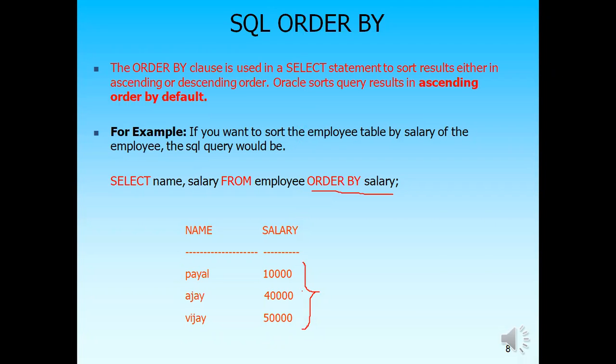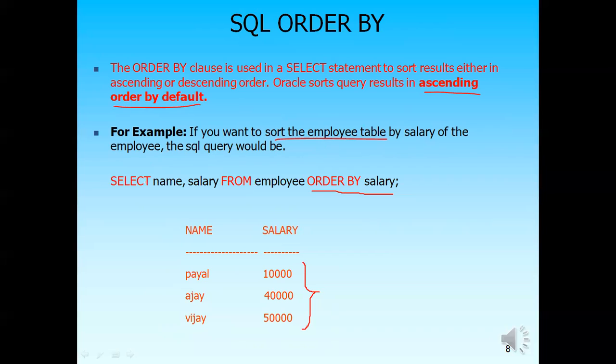Now what is the use of the order by clause? It is used to sort the query result in either ascending order or descending order. By default, this query displays the result in ascending order. But if you want to display your result for a specific column in ascending or descending order, you can mention that in the query itself. So here is the example: sort the employee table by salary of the employee in the ascending order.